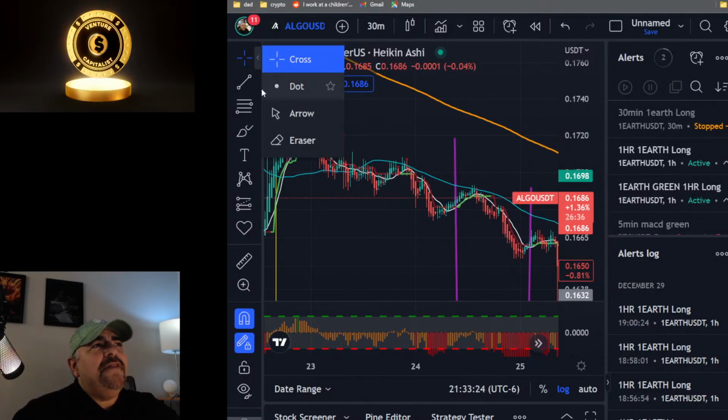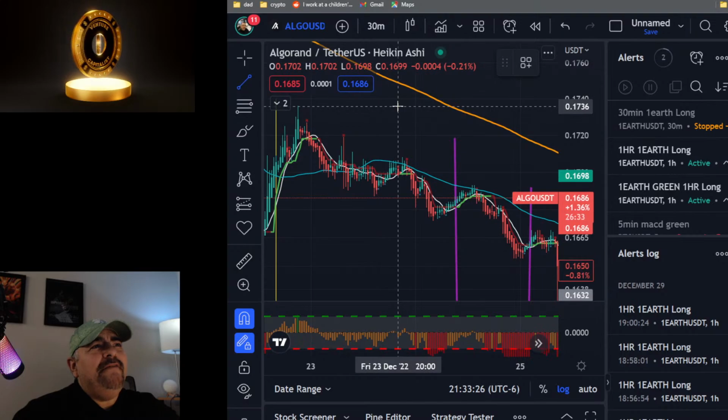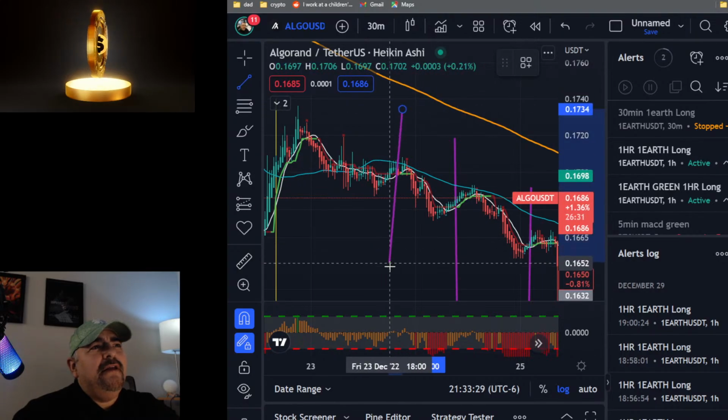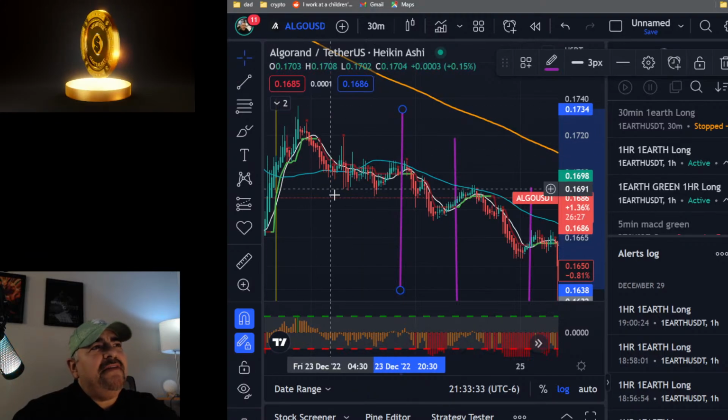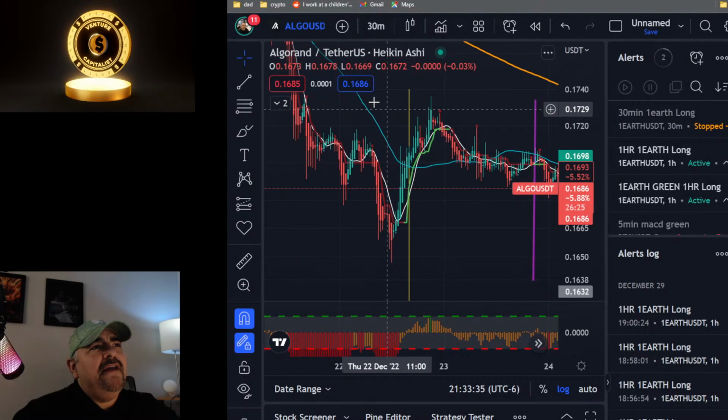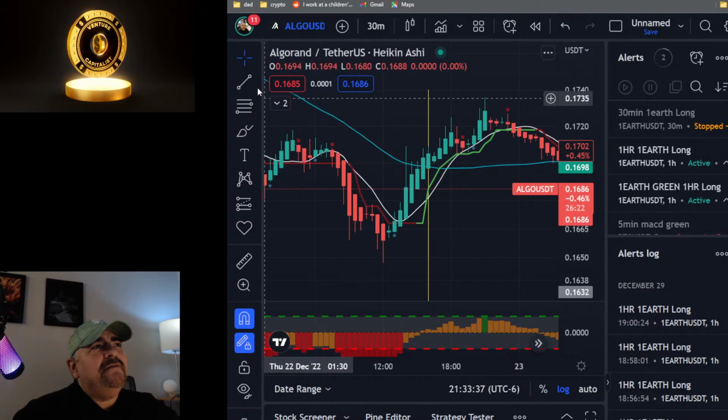As you can see on the 30 minute, we got so many fake outs on this coin. And we're going to go back and look at the volume because you need two indicators to basically let you know that you're going ahead here. I'm going to show you on these right here.